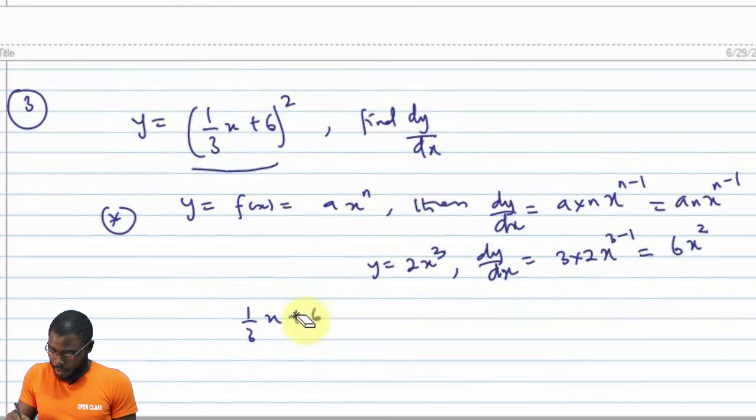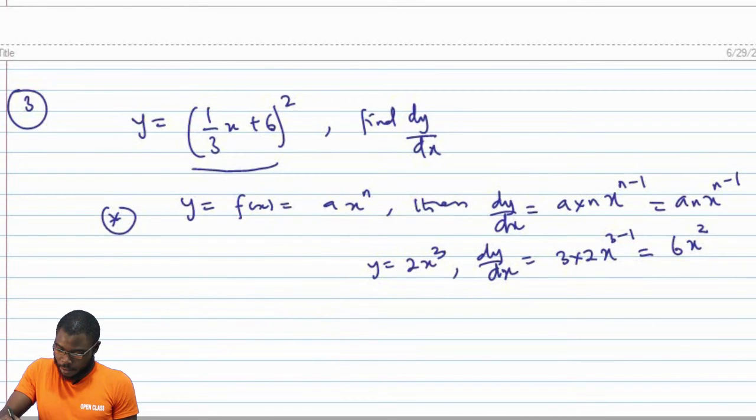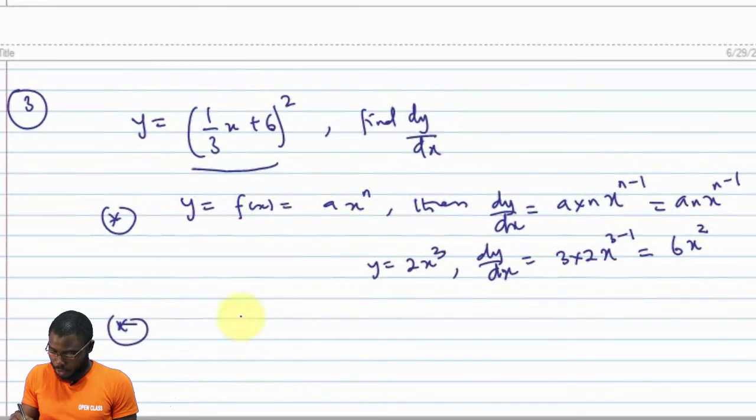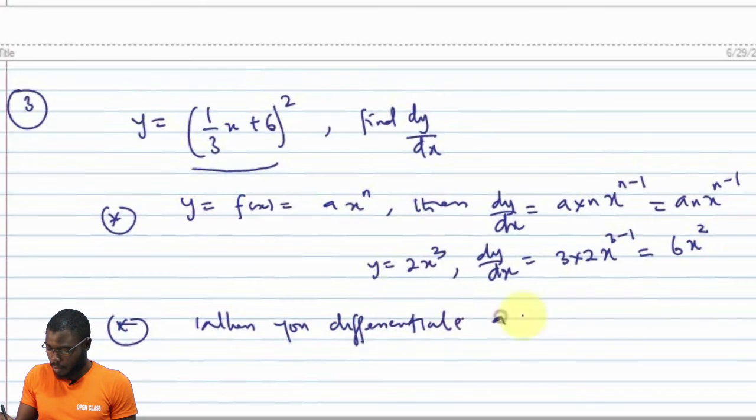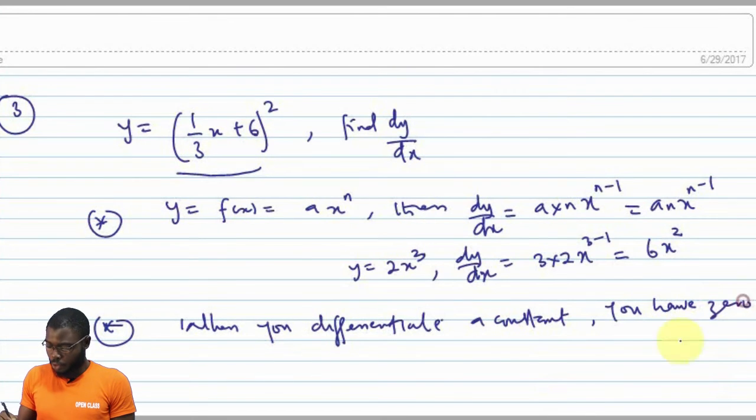But before I go there, let me let you know that also know that when you differentiate a constant, you have what? You have 0. So what we are saying is, if y equals 6, for instance, 6 is a constant.